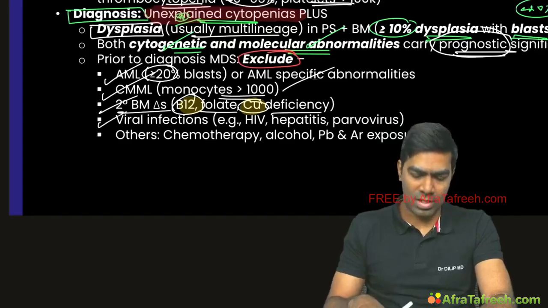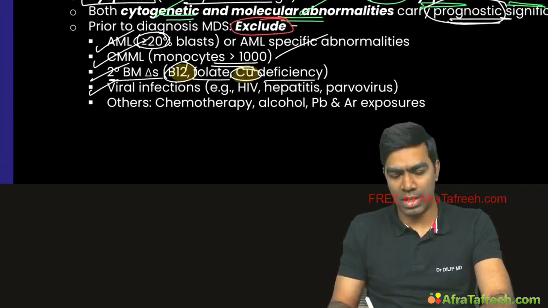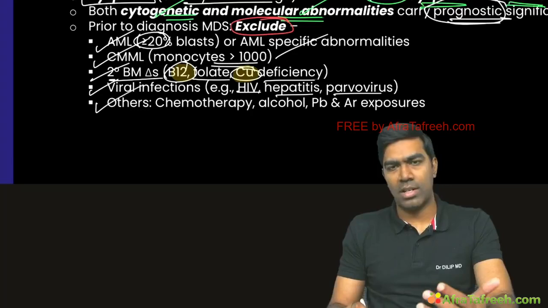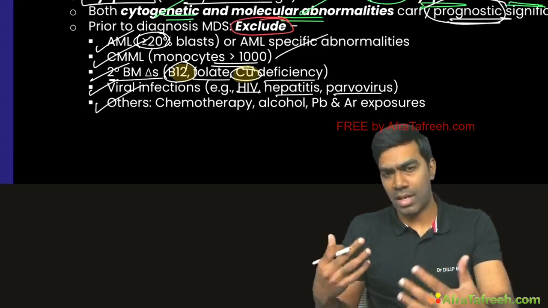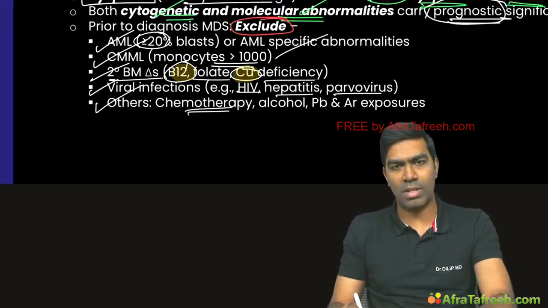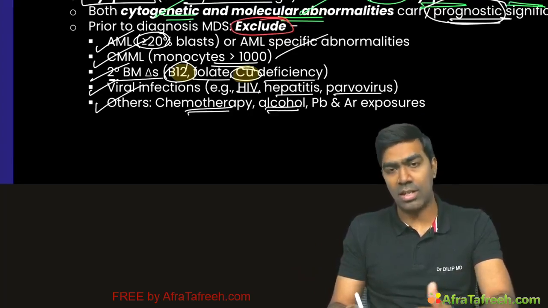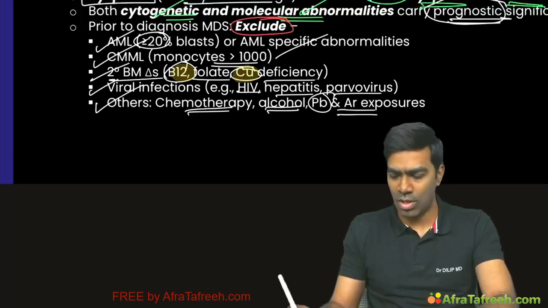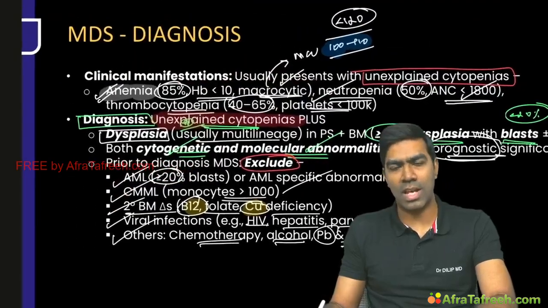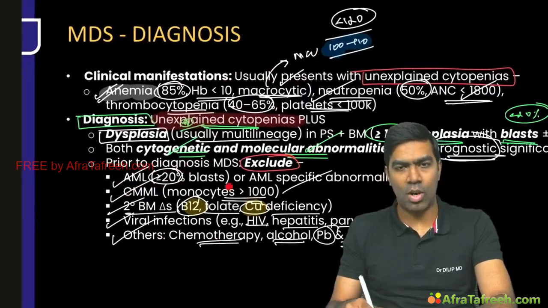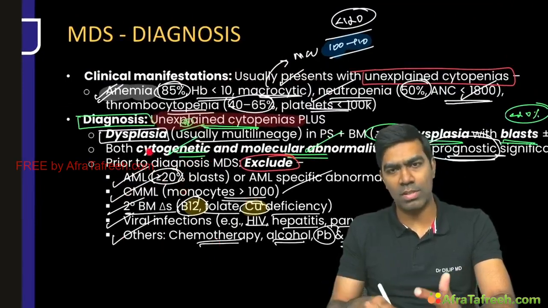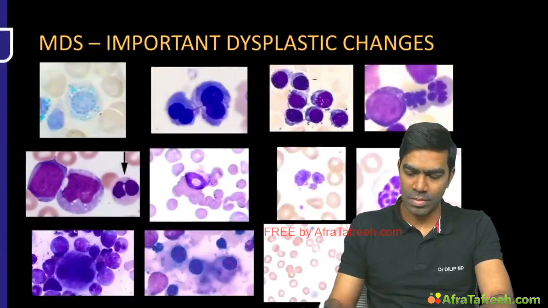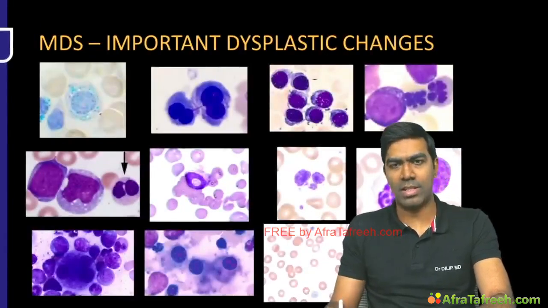And certain viral infections that can induce dysplastic changes have to be ruled out, like HIV, hepatitis, as well as parvovirus B19 infections. And certain other drugs and toxins can result in MDS-like changes, like certain chemotherapy drugs, especially alkylating agents, and alcohol, especially if taken in excess. Lead poisoning as well as arsenic poisoning can also result in certain MDS-like changes. So that's why these have to be ruled out. Only if all this has been ruled out, and you have unexplained cytopenia with dysplastic changes, can you make a diagnosis of MDS concretely.